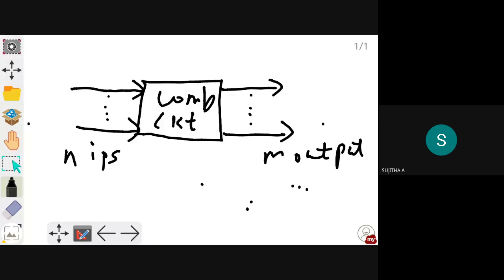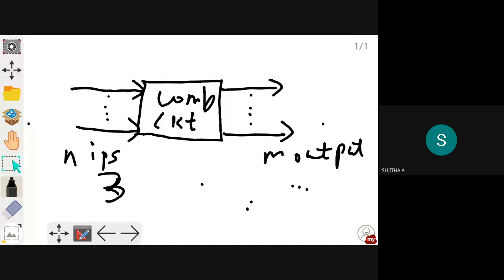So suppose if you have 3 inputs, you will be having 2 power 3, that is 8 combinations of inputs. So in the truth table, you will be starting from 0, 0, 0 to 1, 1, 1. So if you have 3 inputs, you will be having 2 power 3 combinations of input. That is, you will be having 8 input combinations.